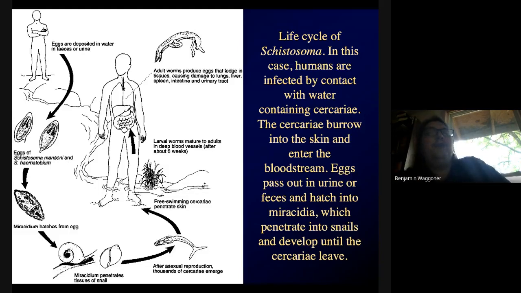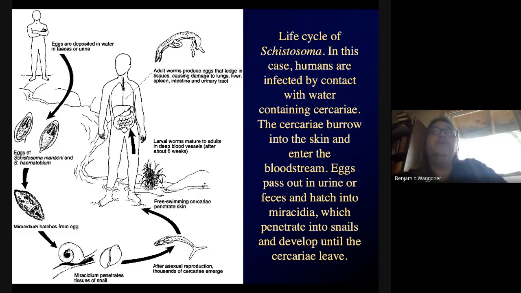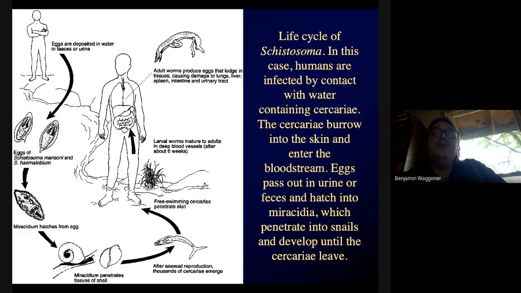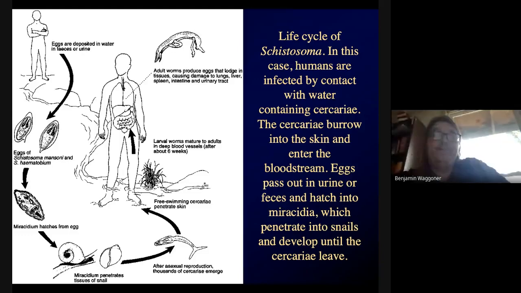and the eggs will hatch in water into miracidium larvae, which will penetrate into snails. The snails will go through the usual stages. Thousands of cercaria emerge from each snail, and then the cercaria themselves directly penetrate the skin. I mentioned that people who get swimmer's itch are being attacked by cercaria that can't get through the skin. This would be true for most of the cercaria that you would encounter here. Schistosoma cercaria, however, can penetrate the skin.